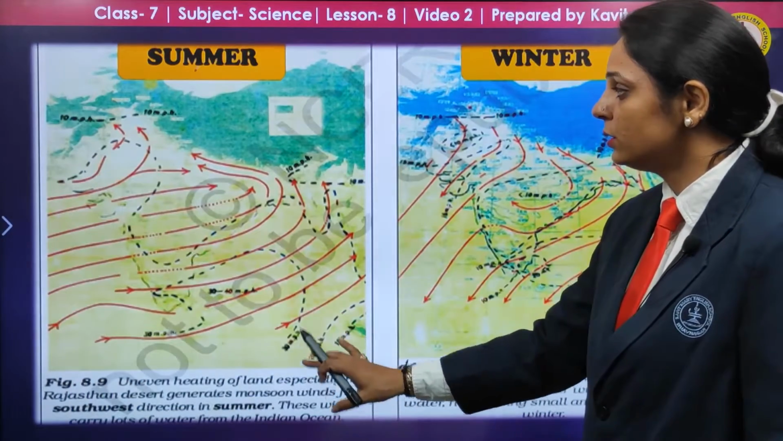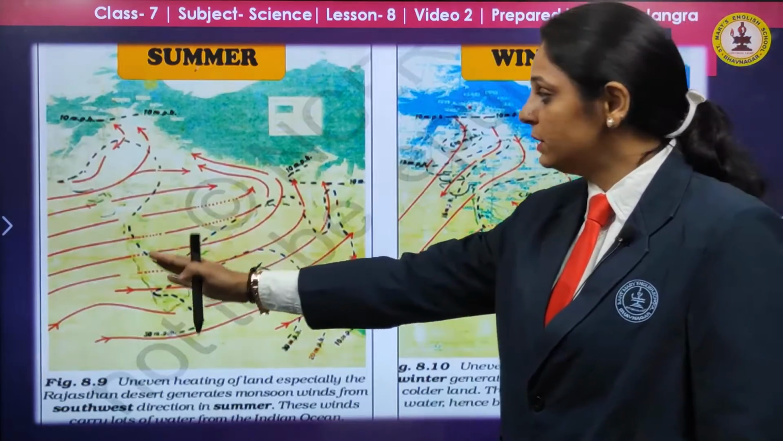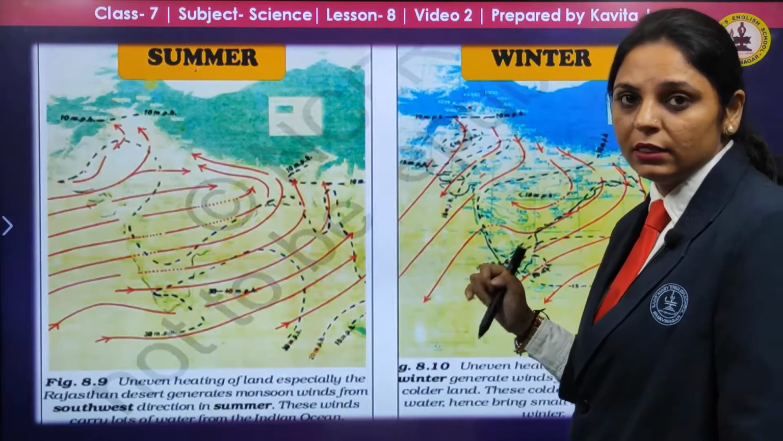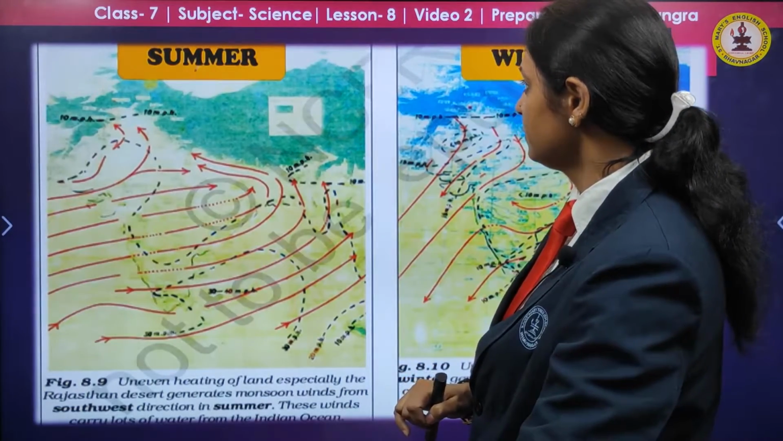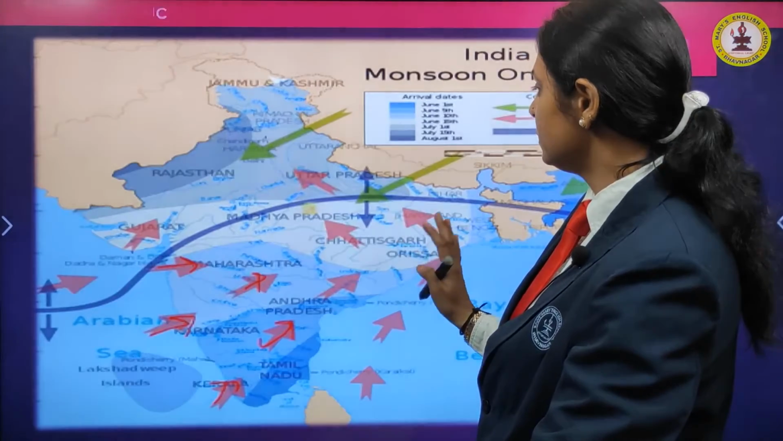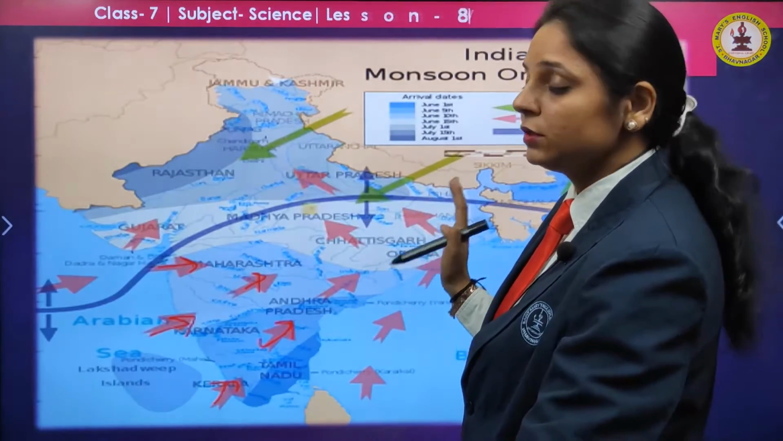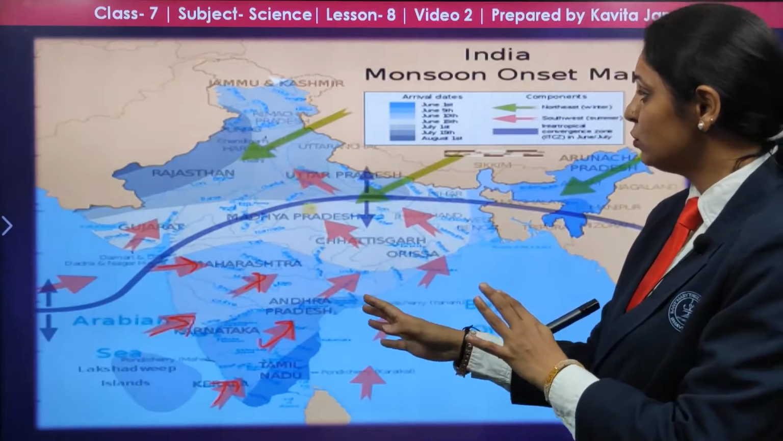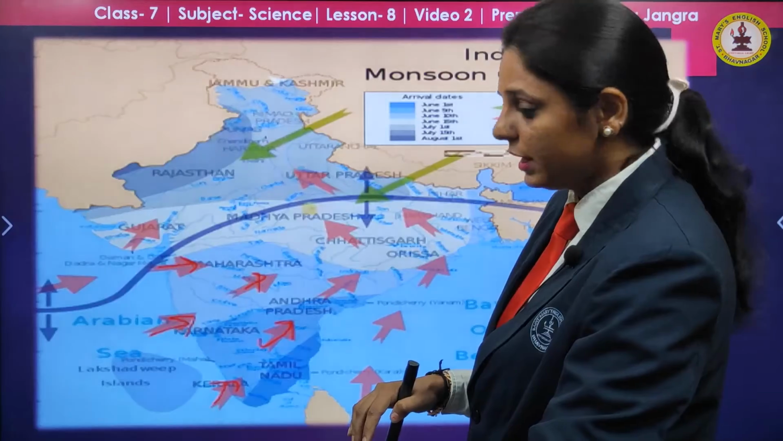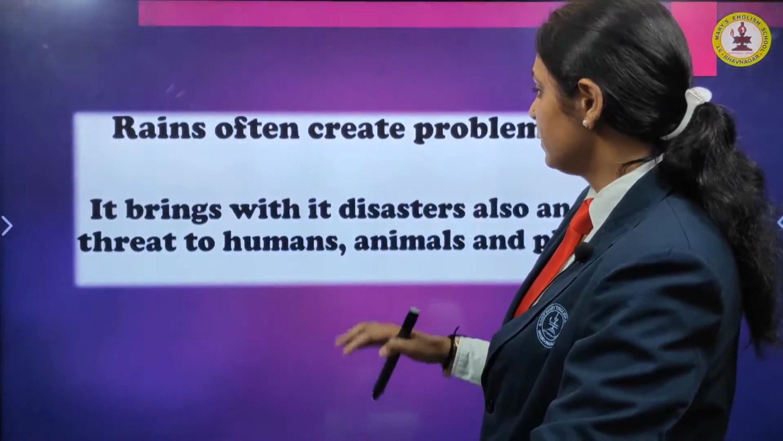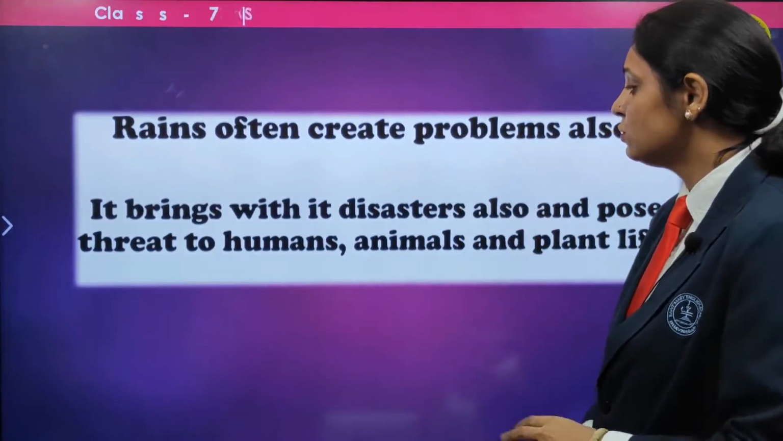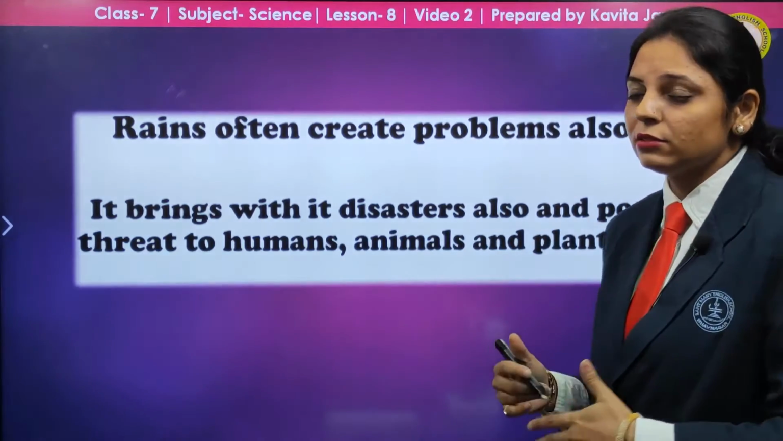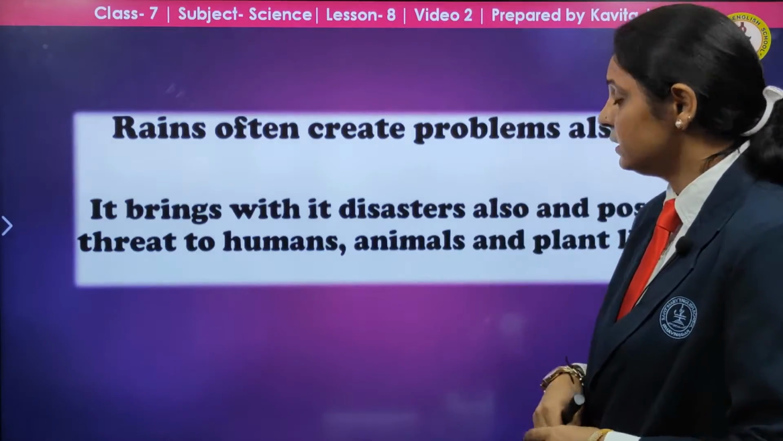This is the structure: the flow of the wind from this direction in the summer season and from north to west side in the winter season. This is the pictorial representation on the map of India. You can see how the wind blows in the monsoon from the Arabian Sea towards the north side. Now rain often creates a problem also. It brings with it disasters that create a threat to human life, animals and plants.